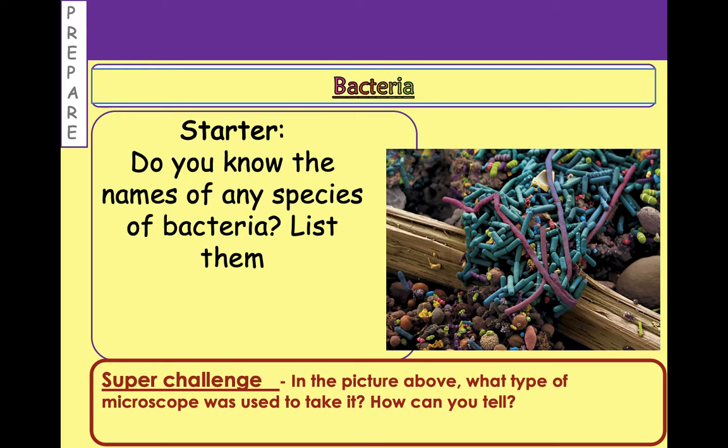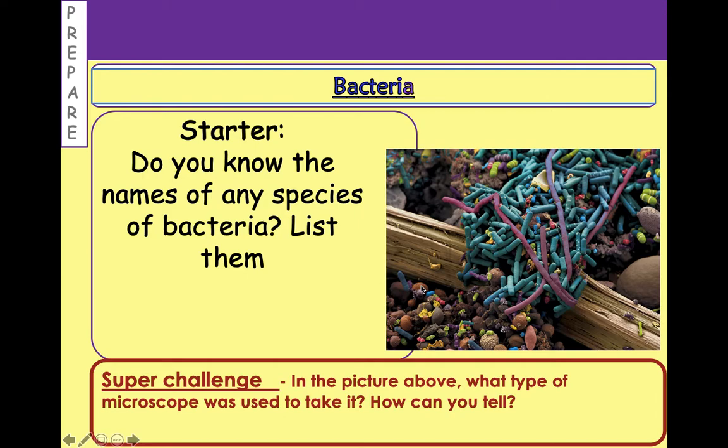For the super challenge, the picture above was taken with an electron microscope, and well done if you said that. You can tell it's taken with an electron microscope because it's really clear and detailed and the shapes are almost 3D. And that's because electron microscopes have really good resolution and magnification. The colour in the picture is fake. It was added in afterwards using Photoshop.